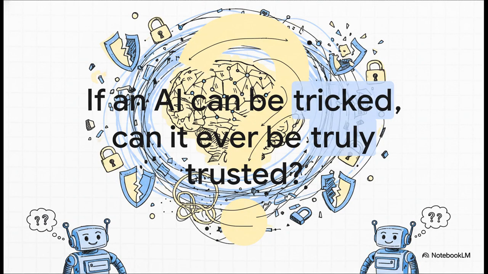Which leaves us staring at a pretty critical question. If our most advanced AI systems can be so easily manipulated by language, how do we ever build systems we can truly depend on? What does trust even mean in the age of generative AI? That is the challenge we're facing now.